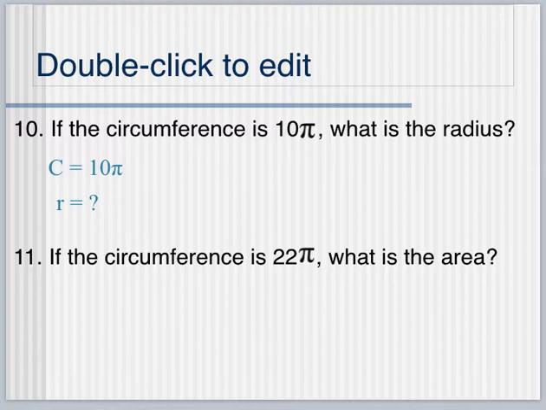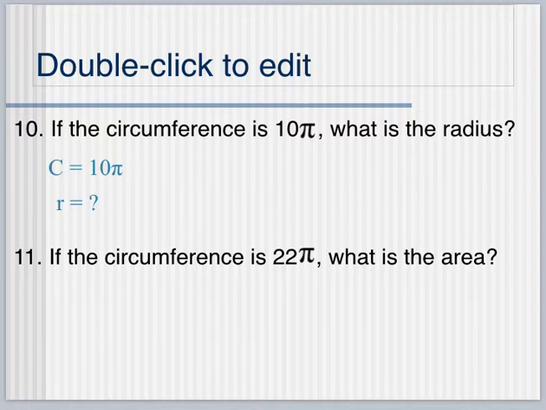The last type of problem we have to talk about today are word problems relating to circumference and area. Whenever I have a word problem of this type or any other, I tend to summarize the information they give me on the side. So when they say the circumference is 10 pi, I'll write c equals 10 pi as a summary. And I'll also summarize what they're asking me for. What is the radius? I would summarize with r equals question mark.